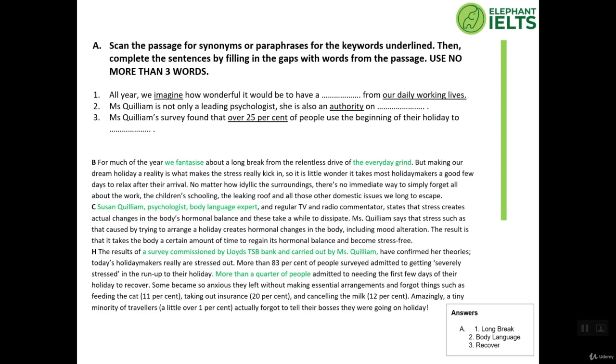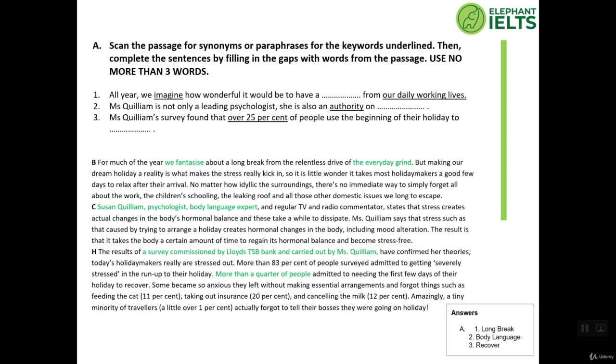And you can see that the words in the text come in the same order as the question. Miss Quilliam, psychologist, body language expert. So I know that my answer is body language. She's an authority on body language or an expert on body language.